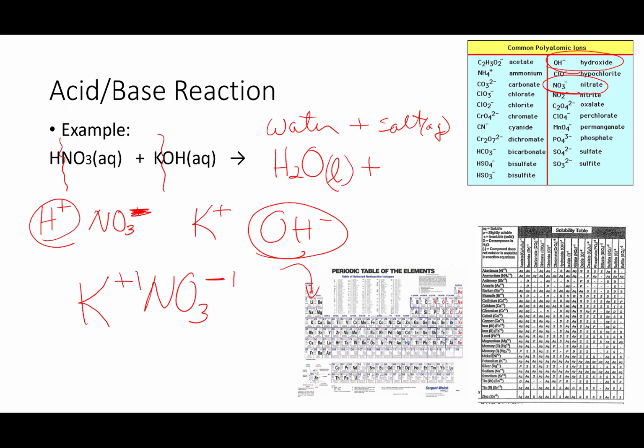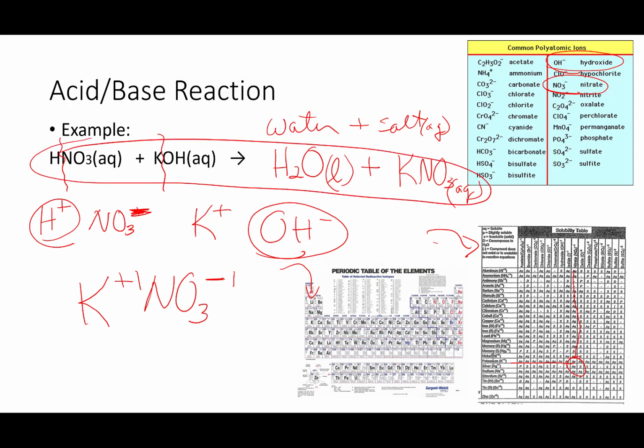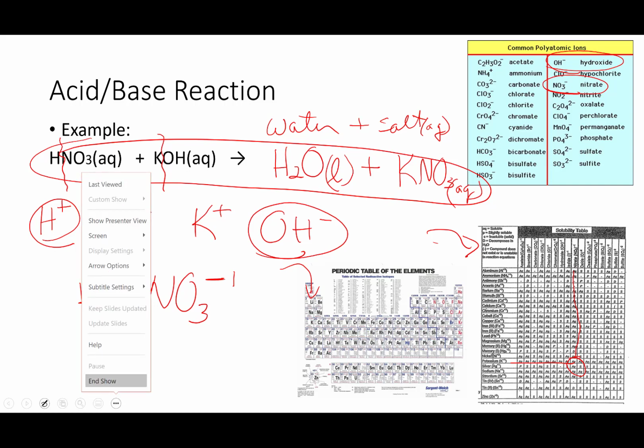You have one of these, the charges will cancel. You have K, NO3. That should be aqueous. We can check on our solubility table, potassium, nitrate, wherever nitrate may be, and it says it's going to be aqueous, and that is our completed acid-base reaction. So once you have an idea of these typical reactions, you are a smart chemist. You can predict lots of chemistry and what's going to occur. Next time, we're going to come back and talk about some combustion reactions.